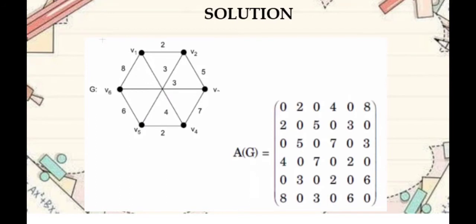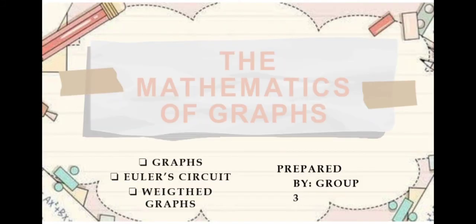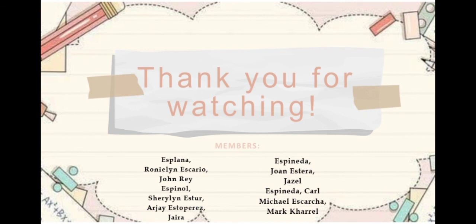So what we are going to do now is to present the answers in a more clearly stated table or list. So that was all the discussion of Group 3 for today. The main topic of Group 3 is the mathematics of graph, and the subtopics are graphs, Euler circuits, and weighted graphs. The group is composed of 9 members, which are Ronilyn Esplana, John Ray Escario, Sherilyn Espinol, RJ Estur, Jaira Estoperez, Joan Espinida, Jessel Estera, Carl Michael Espinida, and Mark Carl Escarcha.